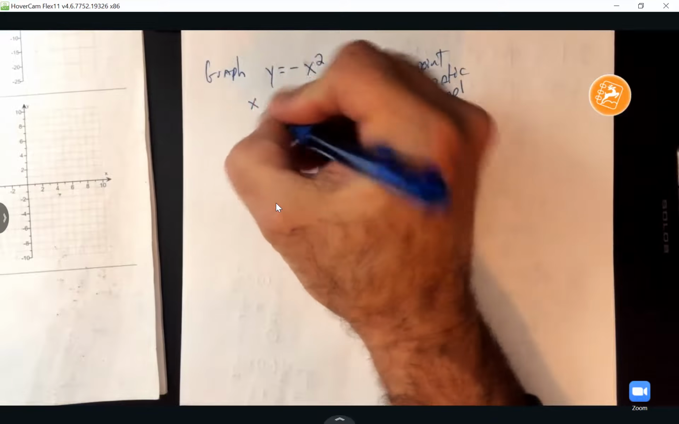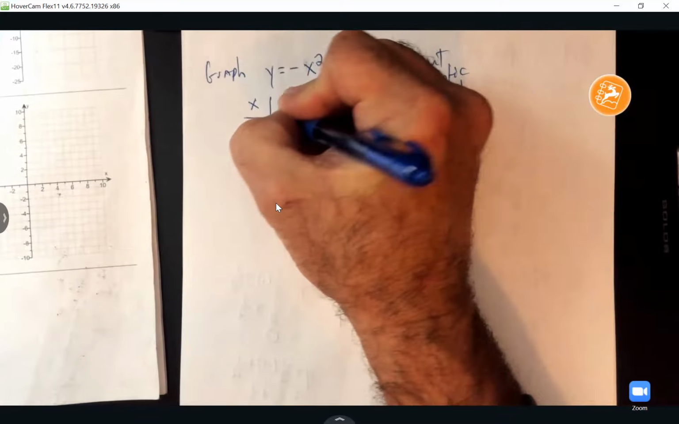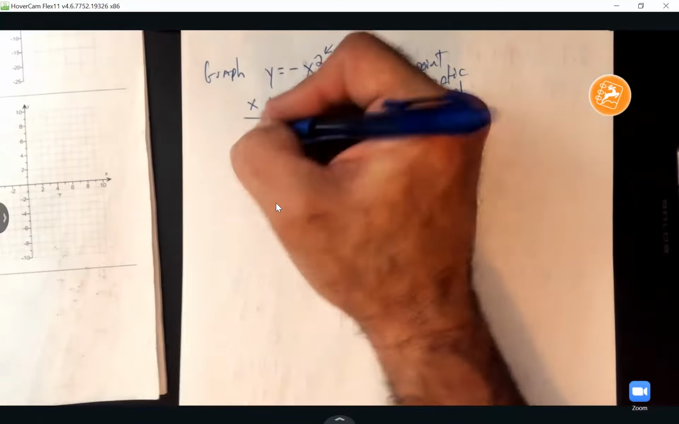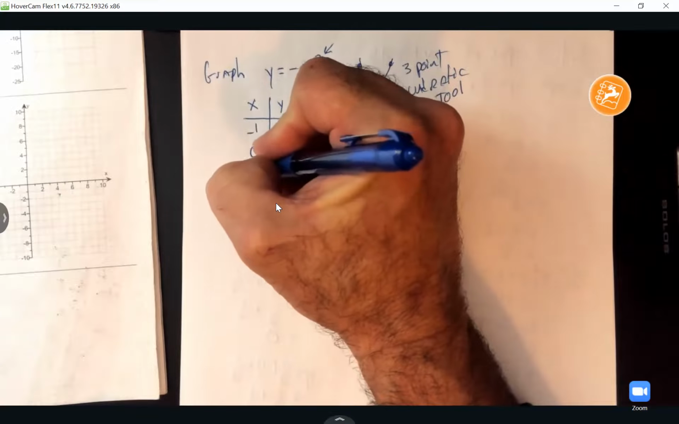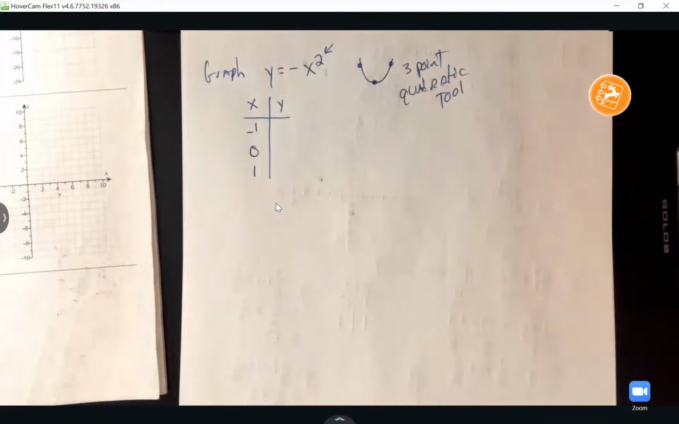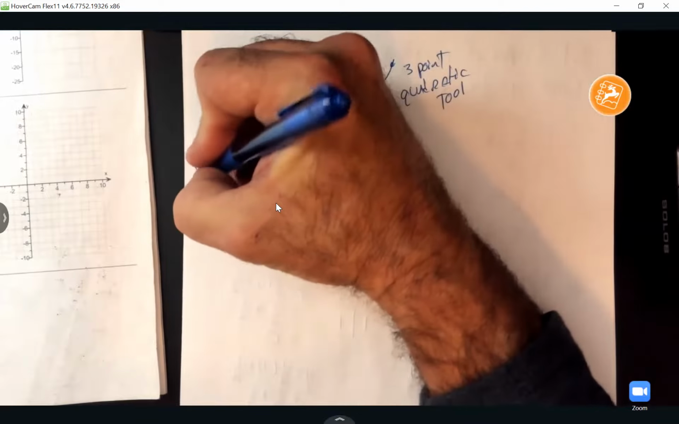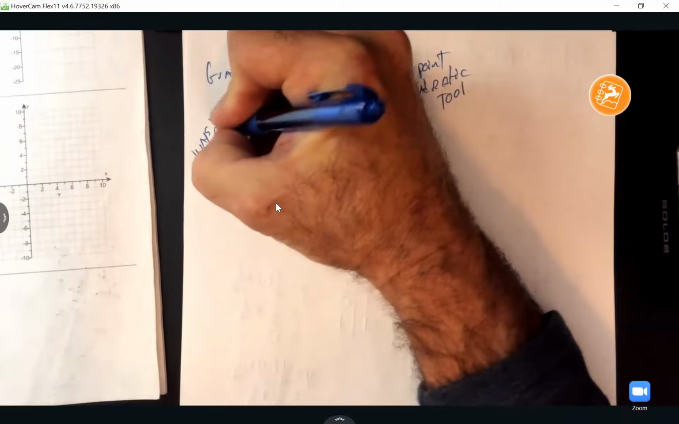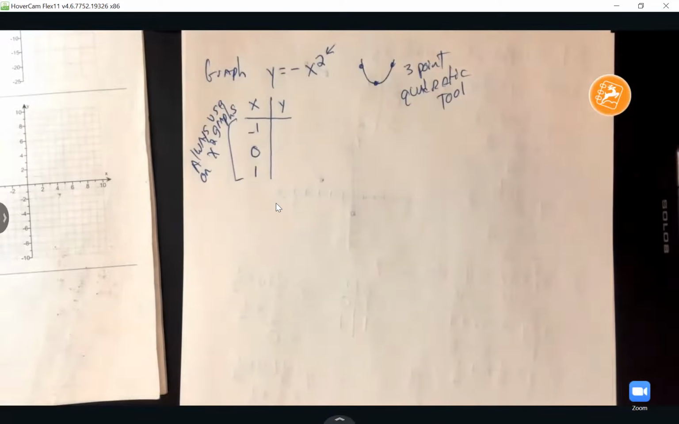So now, on your x squared graphs, the three x's you want to use are going to be negative 1, 0, and 1. Use those three x's every time on these x squared graphs, okay? So we're going to always use negative 1, 0, 1. So now let's get those y values.